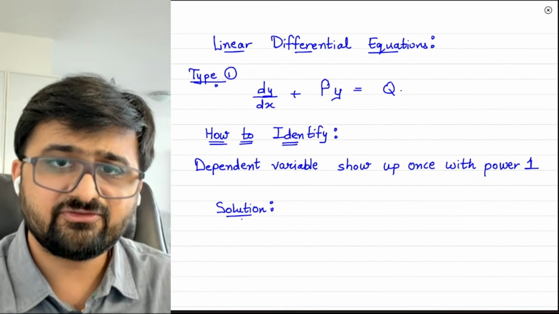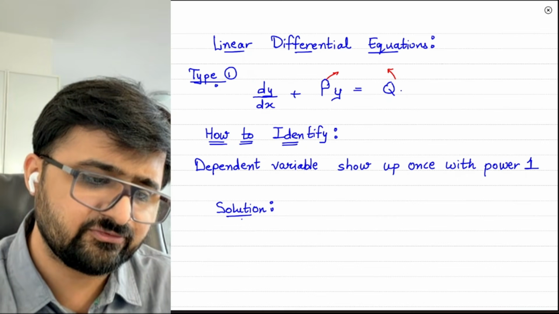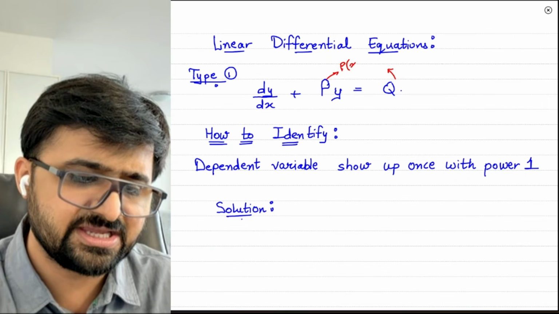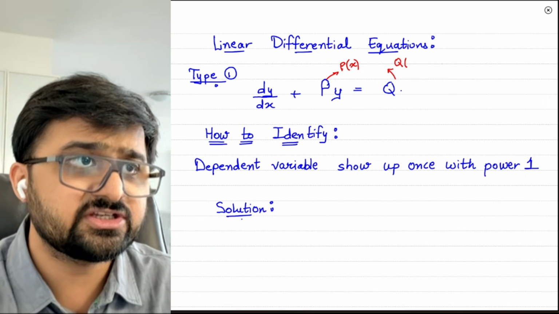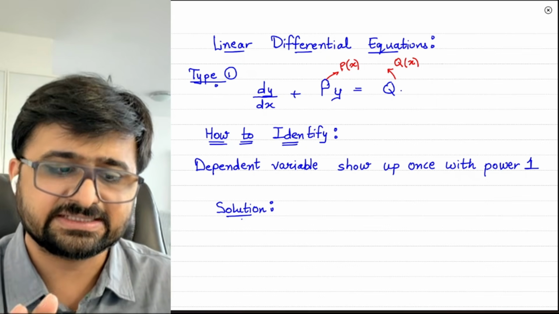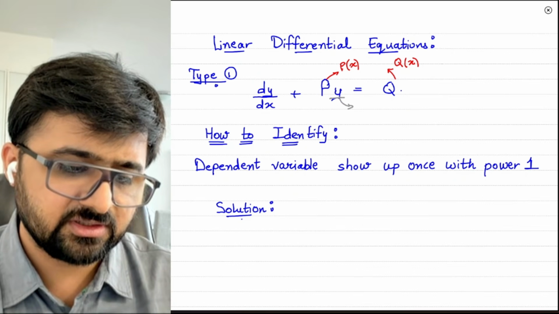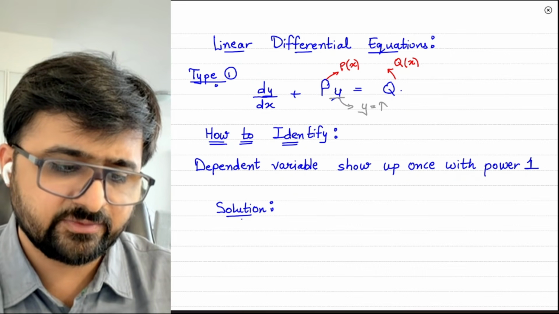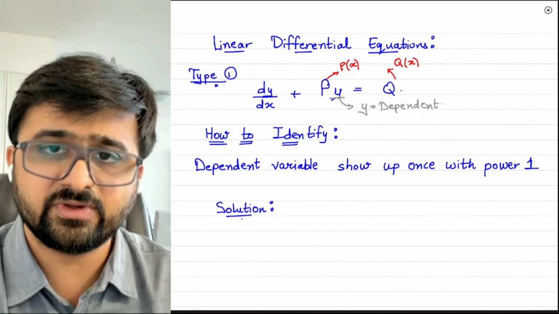I will just clarify here that P and Q both are functions of x. So I'll write P as P(x) to make it clear that it's a function of x, and even Q is a function of x. Also note that y is the dependent variable, and x is the independent variable.